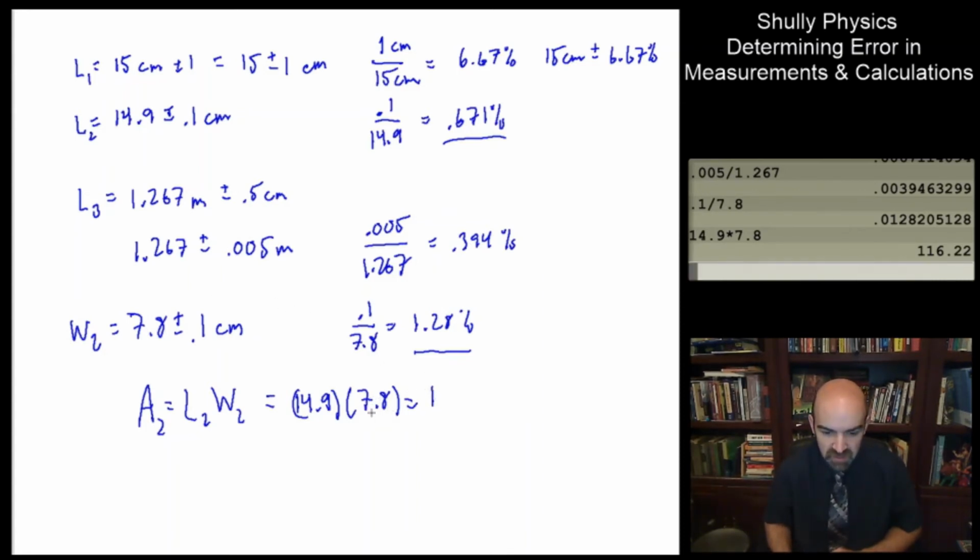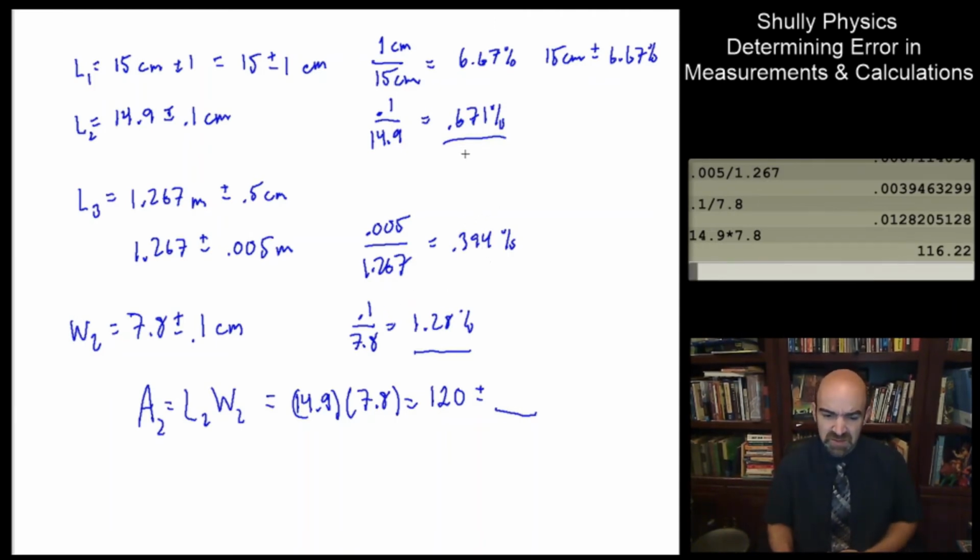Now I should keep some sig figs in mind. This is 116.22, so should I say 116.22 or 117? This is all I have, so I've got two significant figures, so I should make this 120 centimeters. Plus or minus what? All right, so plus or minus, I don't know. What goes here? Do we just go back and add up the 0.1 and the 0.1 here? Is it plus or minus 0.2?